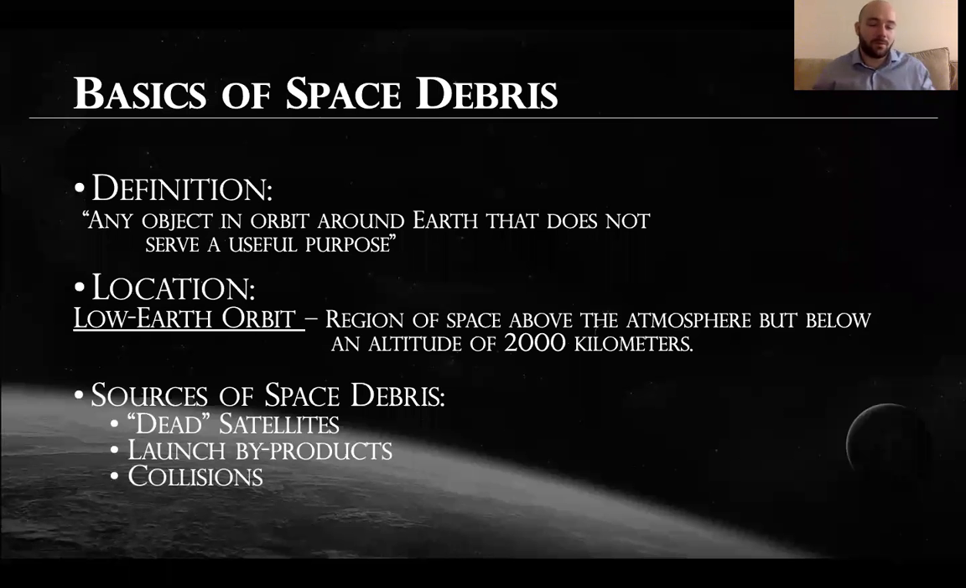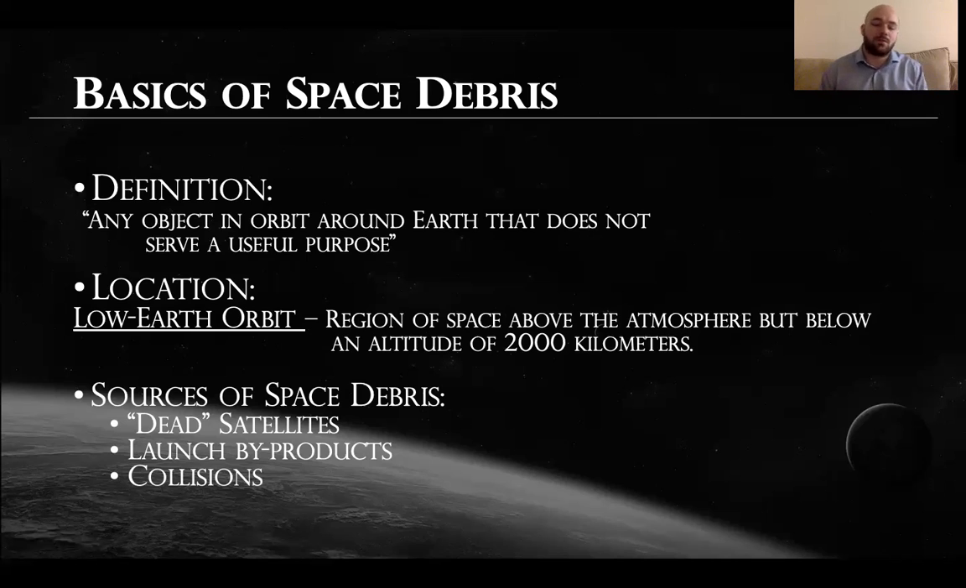So, first, let's talk about a few basics about space debris. Space debris is defined as any object around Earth that does not serve a useful purpose. We'll go more in depth about that in a minute, but first, the location we're talking about is a region of space called low Earth orbit, which is above Earth's atmosphere but below an altitude of 2,000 kilometers. This is actually where most of Earth's satellites are located, including the International Space Station.